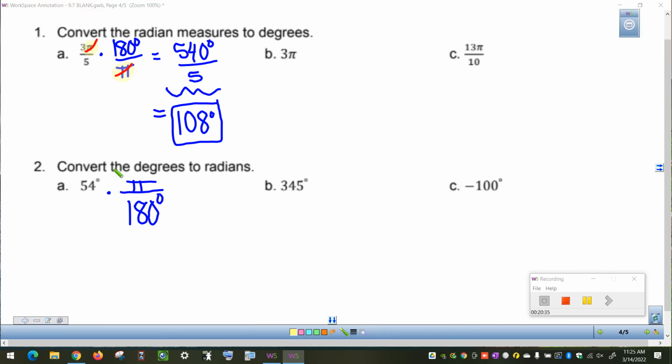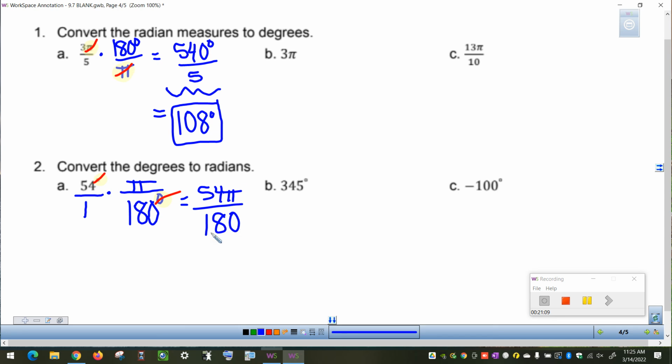Now, what I'm thinking about here, although it's not an actual number, it helps me to think about it the same way as I did before. And that is that this is the same as 54 over 1, by the way. I want to try to get rid of that degree symbol. I want the degree symbol to cancel. So because I have a degree symbol here on that top, I want the other degree symbol to be on the bottom. I'm going to think about getting that canceled out. Now, when we multiply across the top, we get 54 pi. Multiply across the bottom, and we get 180.